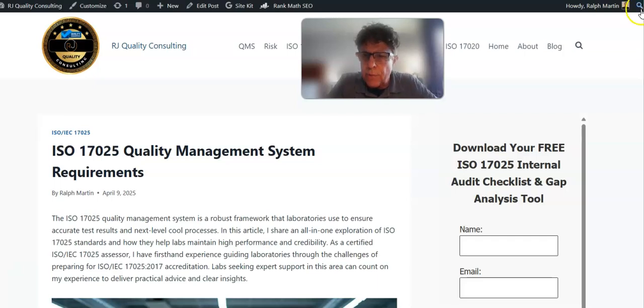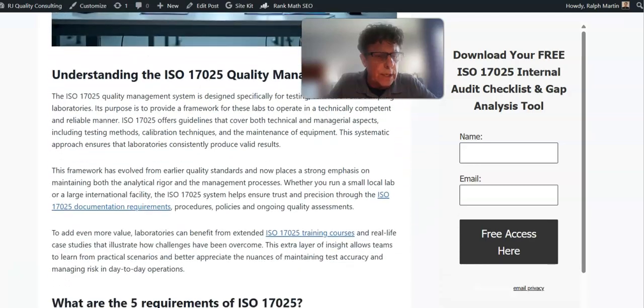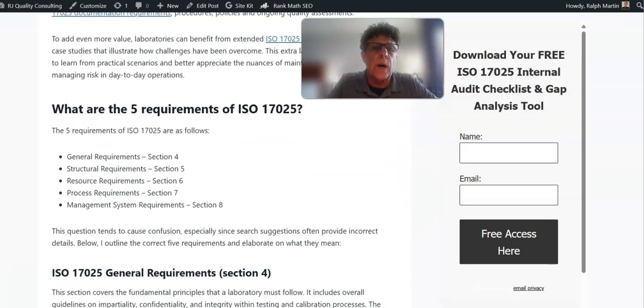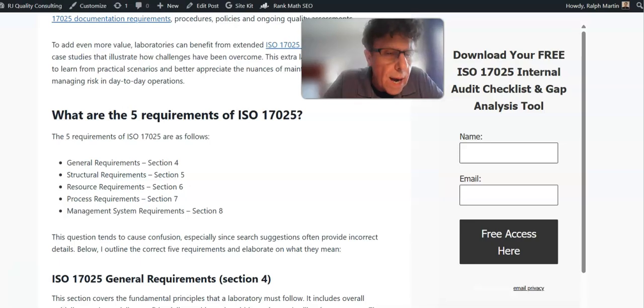First of all, I'd like to go down to the section and specifically answer the question, what are the 5 requirements of ISO 17025? As many of you know, the standard is broken up into 8 clause sections. The first 3 are really just references, definitions, and things like that. The meat and potatoes of the standard reside within sections 4, 5, 6, 7, and 8. Those are, by definition, the 5 requirements of ISO 17025.